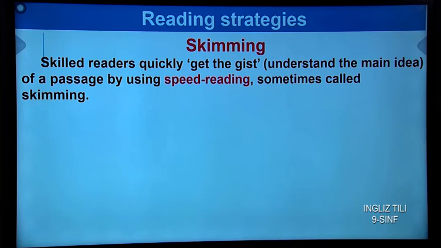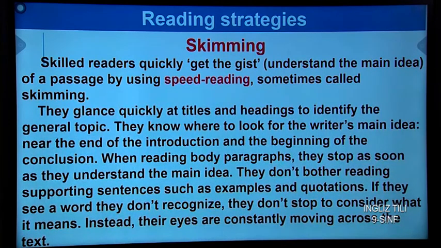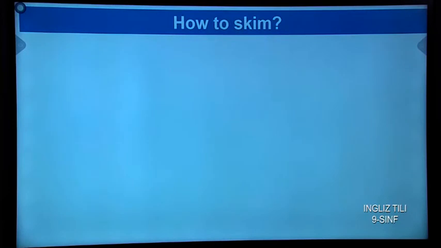What does it mean, skimming? It means skilled readers quickly get the gist, understand the main idea of the passage by using speed reading, sometimes called skimming. They glance quickly at titles and headings to identify the general topic. Okay, so here let's go.